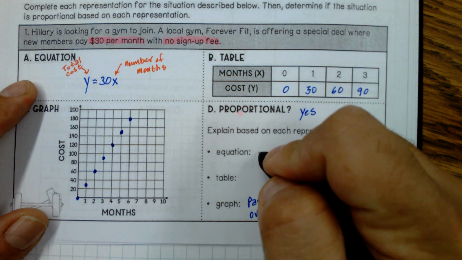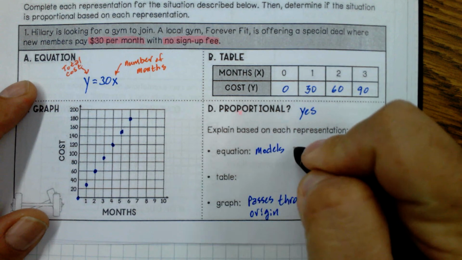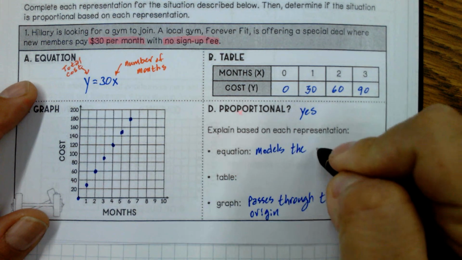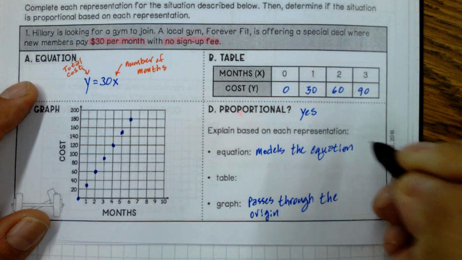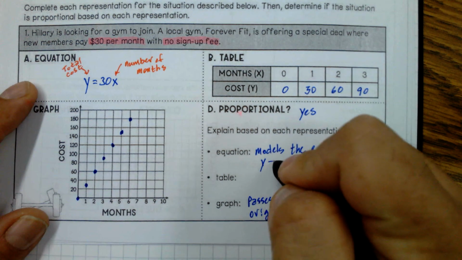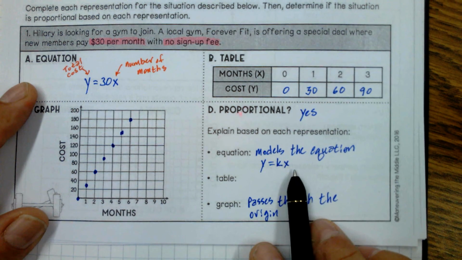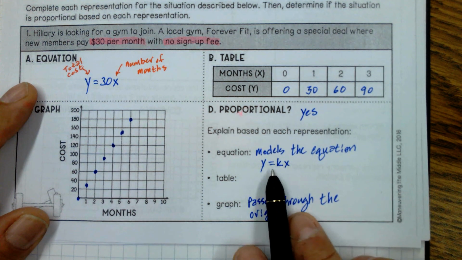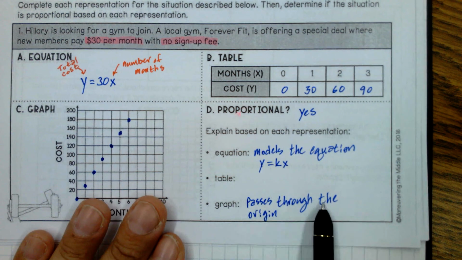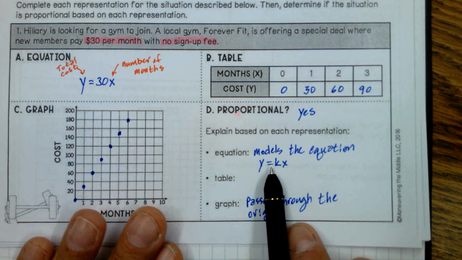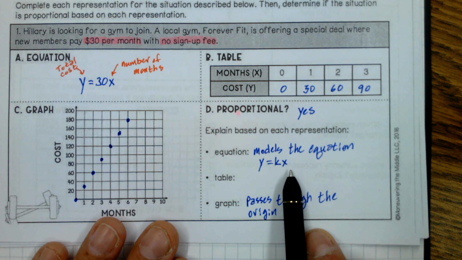So I'm going to say this: models the equation y equals kx. There's no plus anything, like Gabriel said. So we use this model for that equation. Okay? So we have passes through the origin for the graph, models the equation y equals kx, so it doesn't have plus or minus anything.